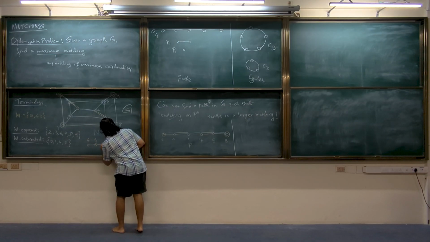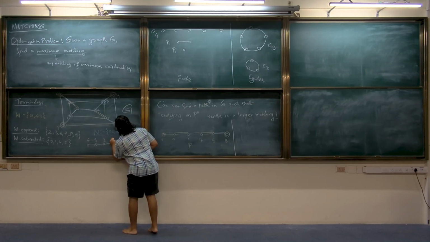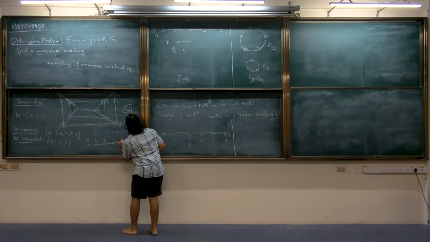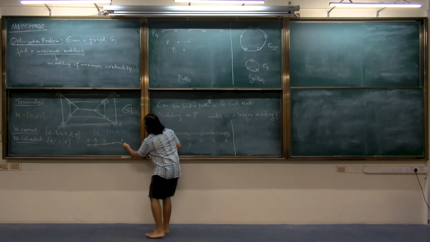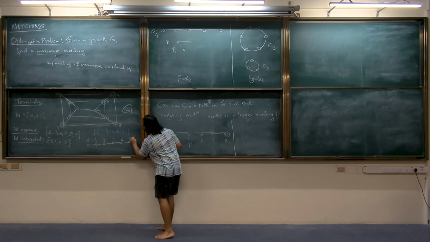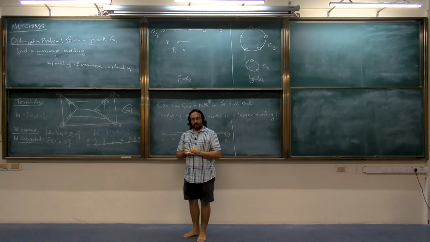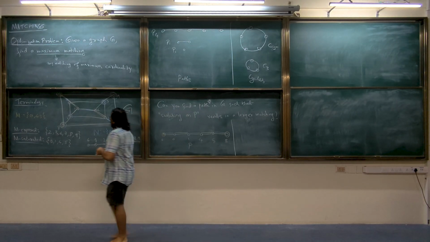6, 7, 2, 1, 1, 4, 4, 5, 5, 8, 8, and then 9. Okay. Is that your path? Yeah. Okay. Let's color the things.